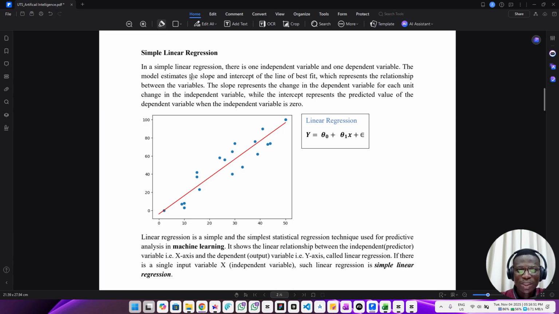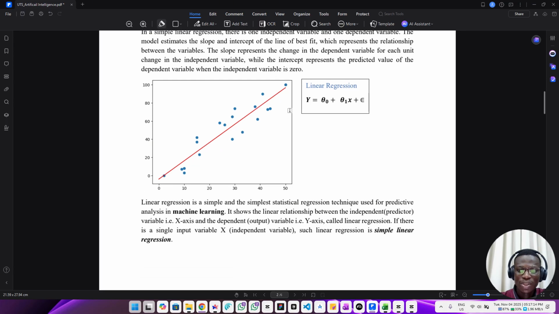The model estimates the slope and intercept of the line of best fit, which represent the relationship between the variables. The slope represents the change in the dependent variable for each unit change in the independent variable, while the intercept represents the predicted value of the dependent variable when the independent variable is 0. So this is the formula for linear regression: Y, our output, is equal to alpha 0 plus alpha 1 x plus e.